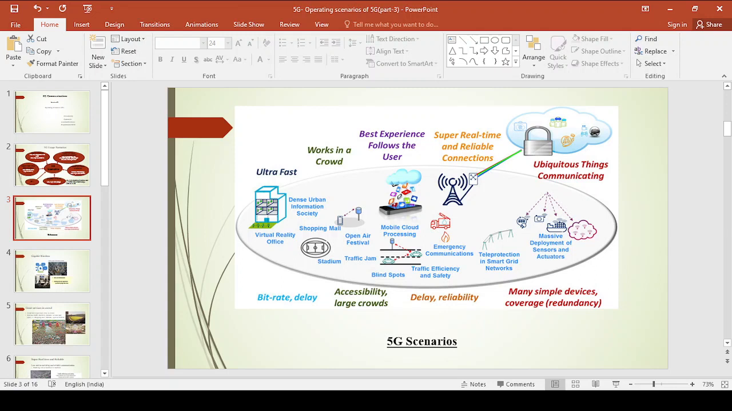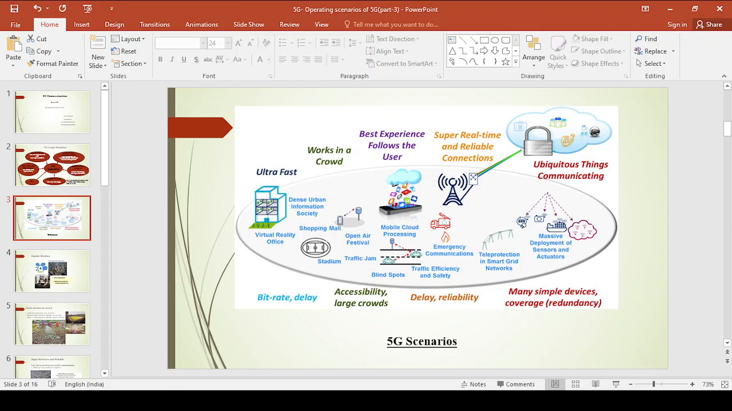Whatever parameters are to be supported by 5G, those parameters are in comparison with the previous generation system, right? Whatever we are saying should be supported by the 5G, those parameters are in comparison with the previous generation system, nothing but 3G or 4G, right? Now what are the things that are to be supported by the 5G? We have different parameters that are to be supported by the 5G. First one is very high bitrate.